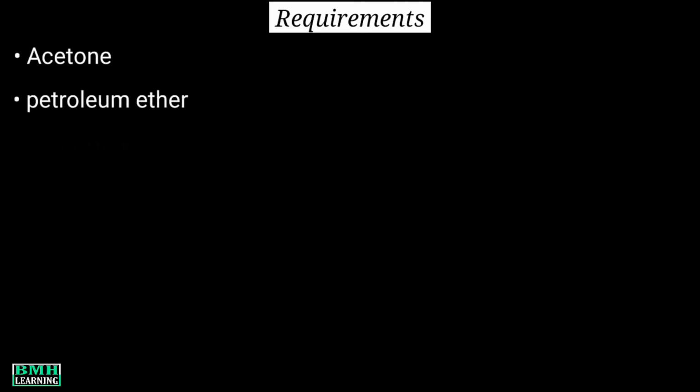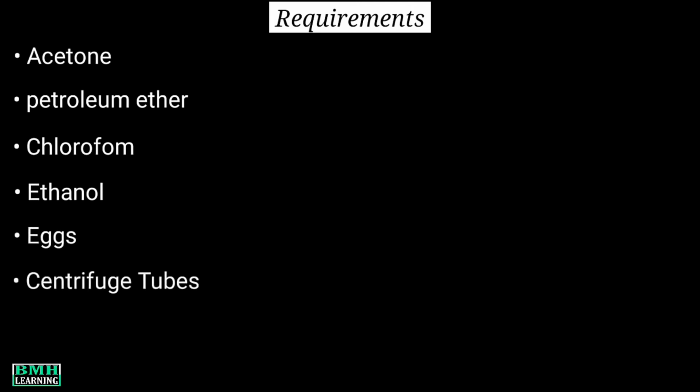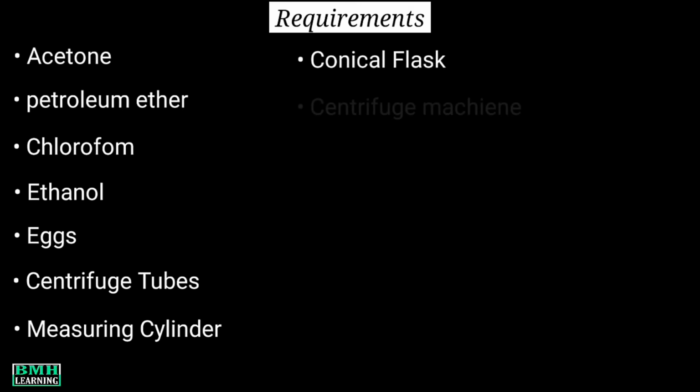In this video, we are gonna talk about isolation of lecithin from egg yolk. Lecithin is a type of phospholipid found in egg yolk. Requirements: acetone, petroleum ether, chloroform, ethanol, eggs, centrifuge tubes, measuring cylinder, conical flask, centrifuge machine.